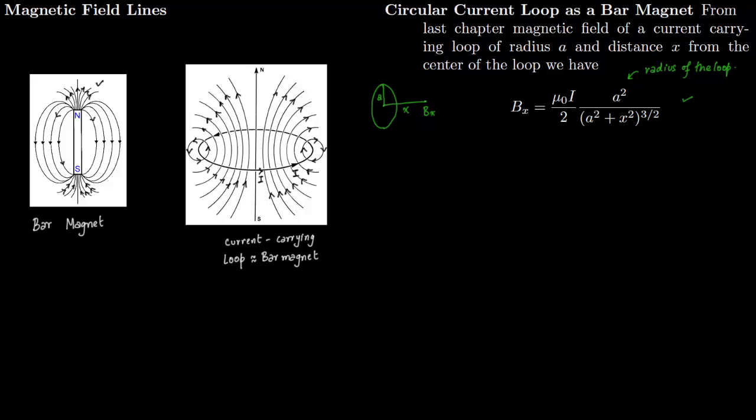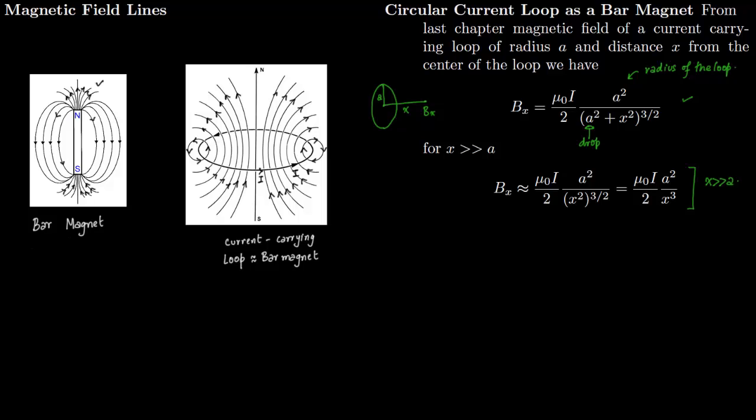Now if x is really bigger than a, then you drop this term. So you drop this because this is very small in the denominator, so it does not make much impact. So if you drop it, this is what you get: mu naught I by 2 a square divided by x square to the power of 3 by 2. You simplify it, you get this result. That is mu naught I a square, divided by 2, divided by x cube. So this is the magnetic field at a distance x such that x is really bigger than a.